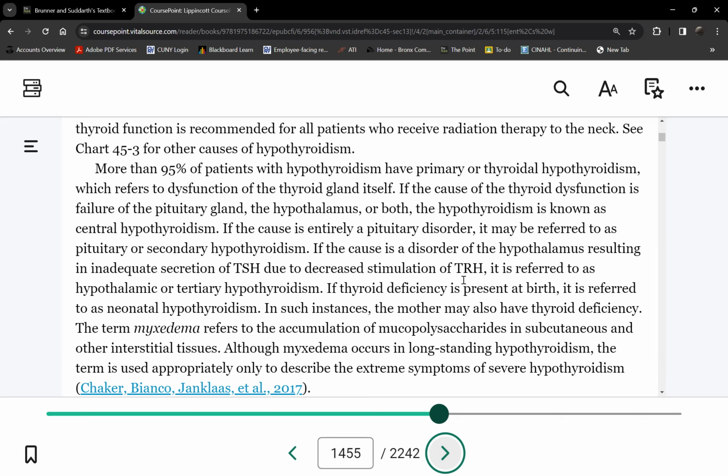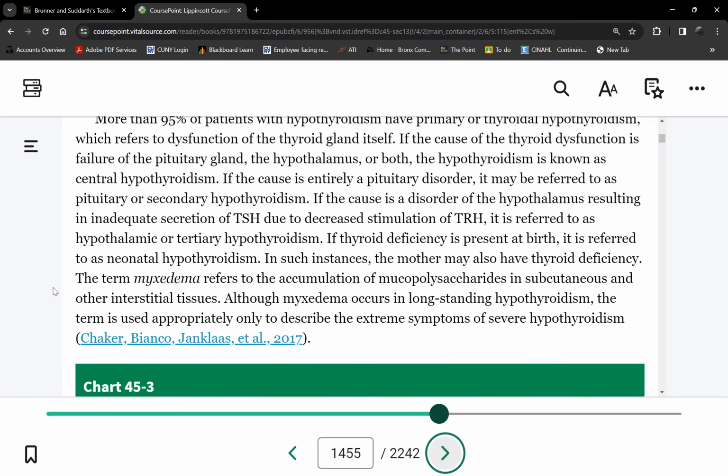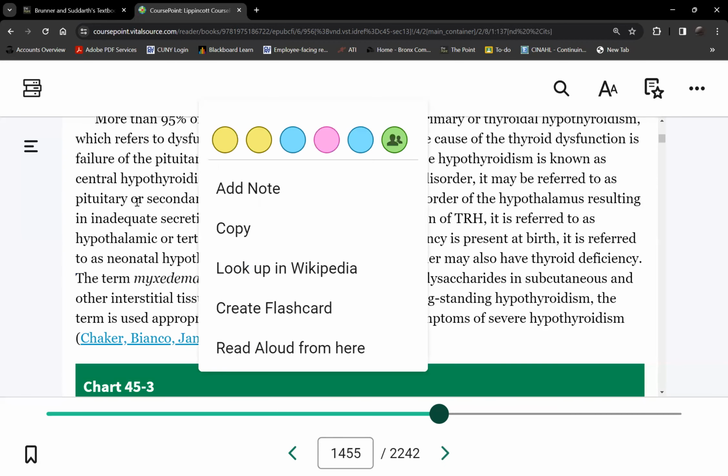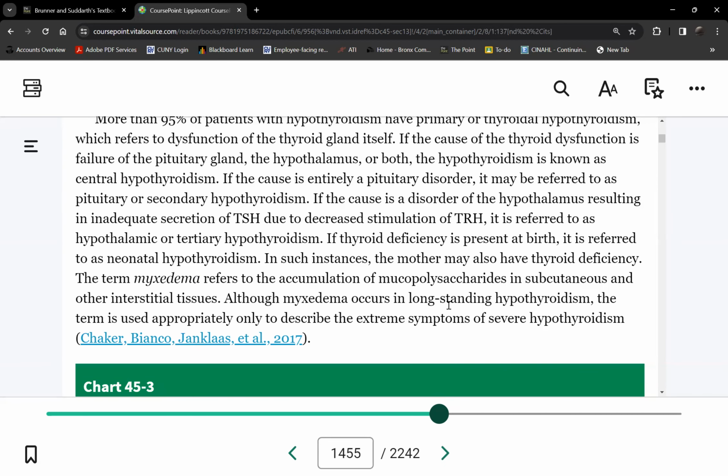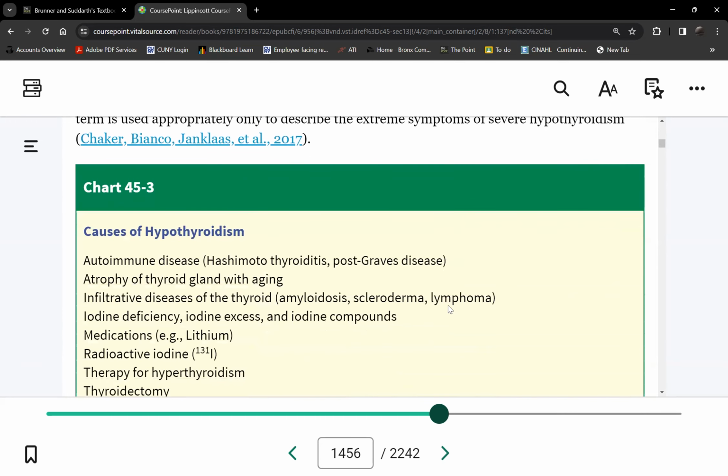The term myxedema mentioned here is actually a severe form of hypothyroidism. Hypothyroidism per se is not life-threatening. However, myxedema, the severe form of hypothyroidism, is life-threatening. Okay, we'll look at manifestations as well as management of myxedema a little bit later.